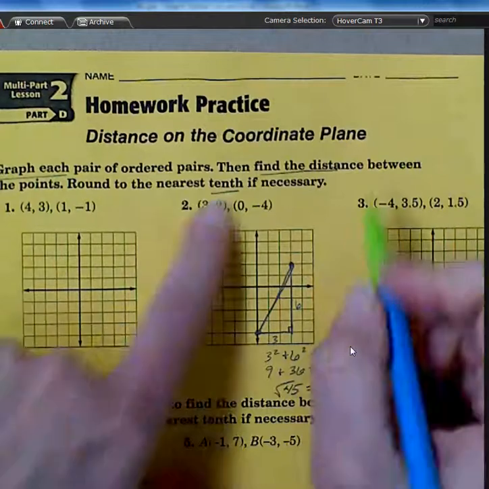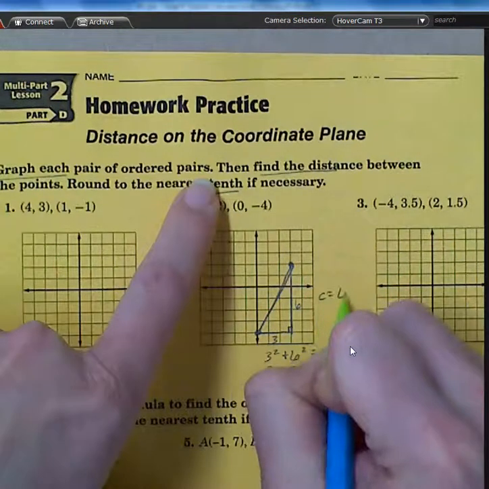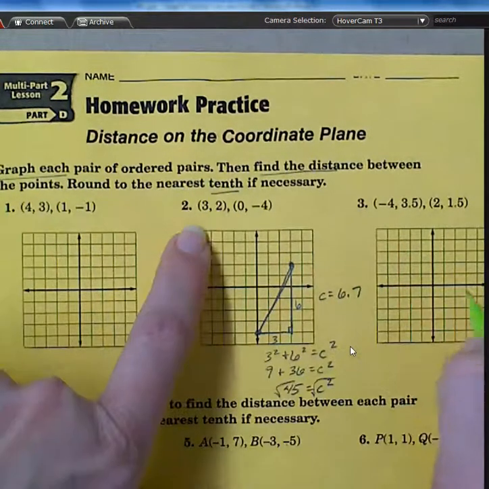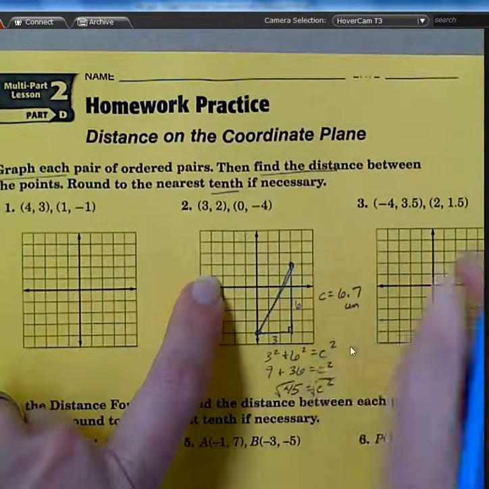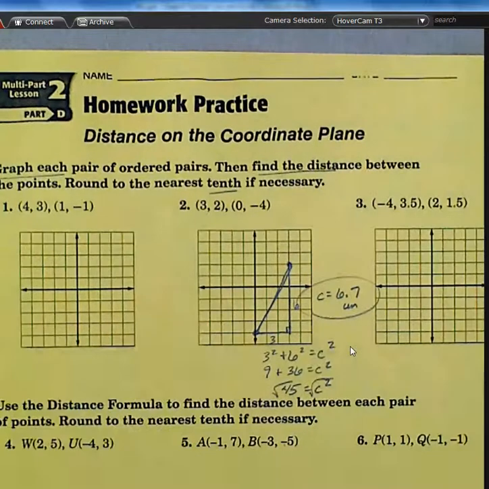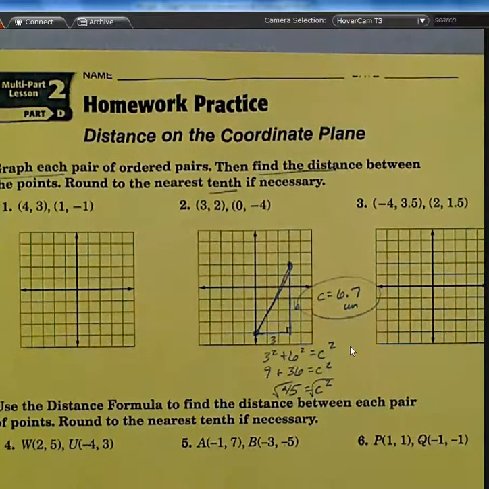We're going to round to the nearest 10th. I get 6.7. It's a distance. It doesn't tell us, so what are we going to use as our label? Units. There are a couple of problems today where they tell us. If they don't, then we're always just going to use units. And remember, distance is in 1 dimension, so it's just units. It's not units squared or units cubed.